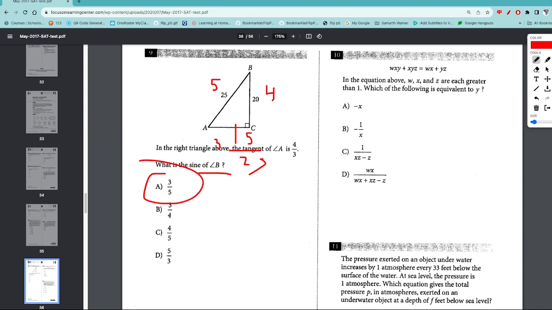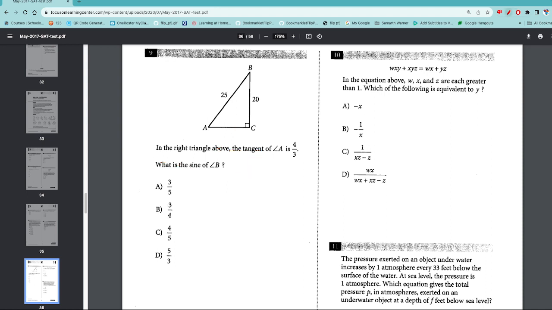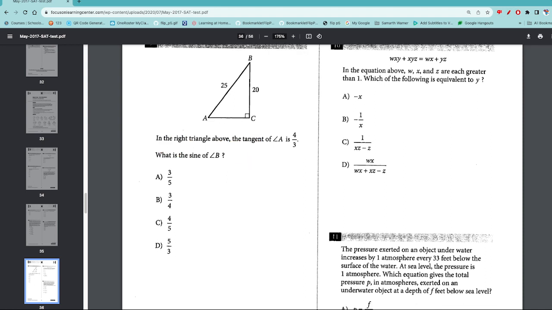Alright. Number 10. Let's see here. Which of the following is equivalent to y? In the equation above, w, x and z are greater than 1, which of the following is equivalent to y? So you can cancel out the x term, right? The x term. So you get wy plus xz.